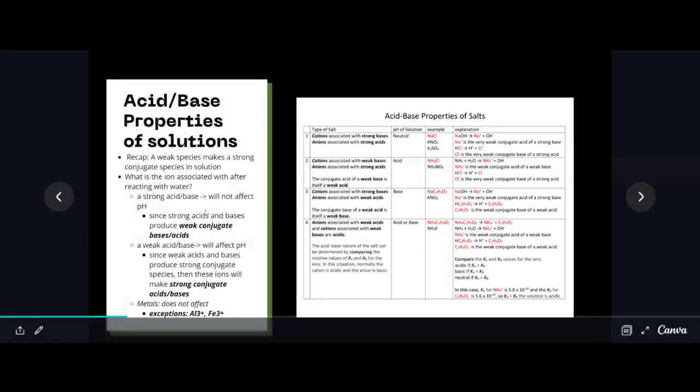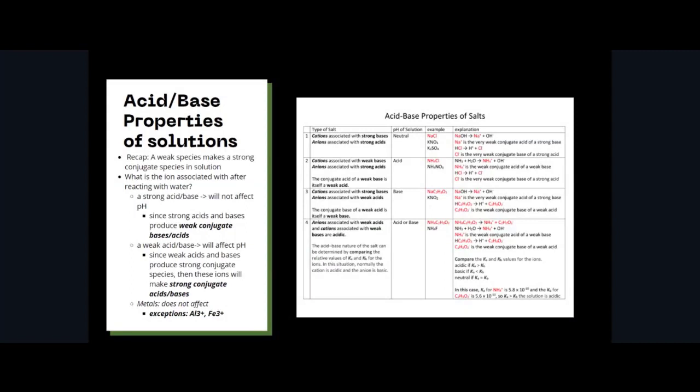So how do we approach these problems? Well, you look at the type of salt and see what it protonates into. There's one case where the cations associate with a strong base and the anions associate with a strong acid. Going with these rules, we predict that since these are cations from a strong base and anions from a strong acid, those species are strong. So whenever they react with water in solution, they make weak conjugate species. Therefore, we don't expect the pH to change. Therefore, its pH is neutral.